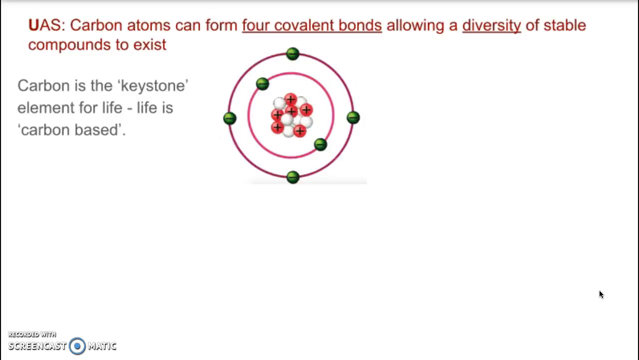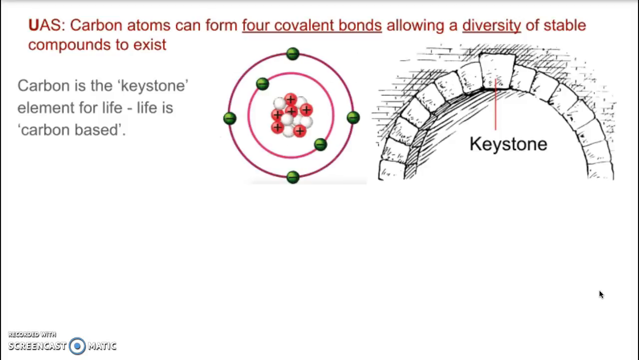Here is our carbon atom. So you can see here it has 1, 2, 3, 4, 5, 6 protons and 6 neutrons in its central nucleus. And it also has these 6 electrons orbiting the nucleus, 2 in the inner shell and 4 in the outer shell. Now that 4 is very important. We'll look at why in a second.